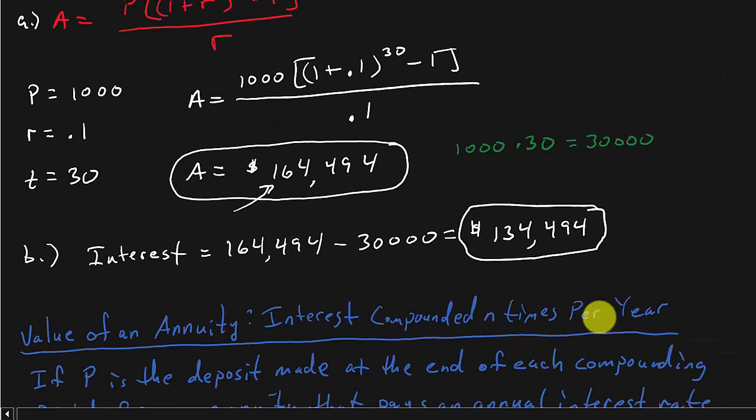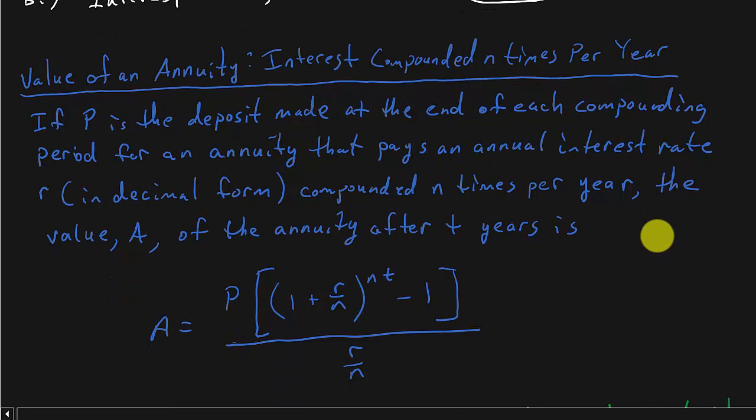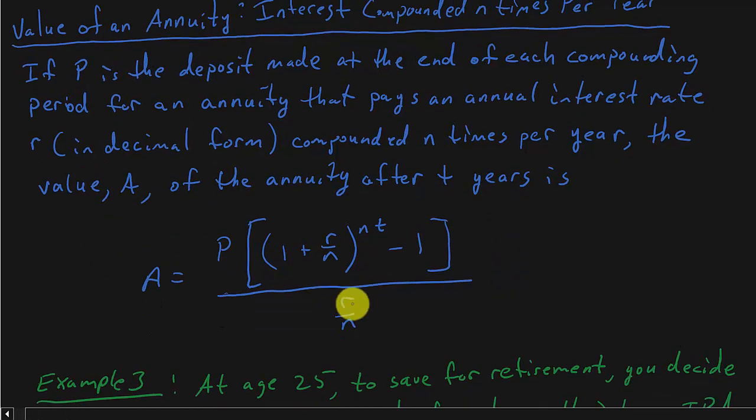Well, now we have a formula because our payments don't necessarily have to be at the end of each year. We can make monthly payments. We can make quarterly payments. We can make payments every 6 months, every week, or whatever. So how would we go about doing that? If P is the deposit made at the end of each compounding period for an annuity that pays an annual interest rate R, in decimal form, compounded n times per year, the value A of the annuity after T years is this right here.